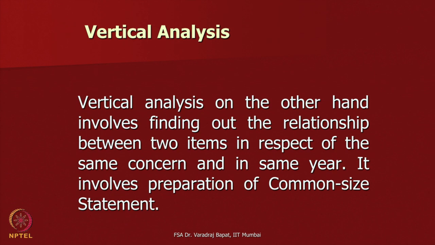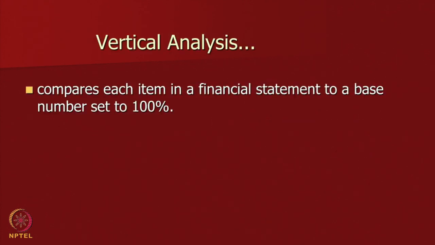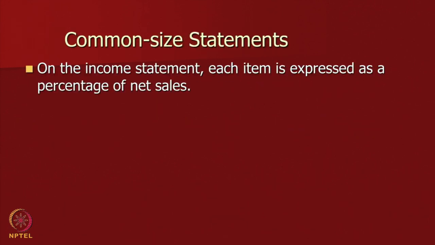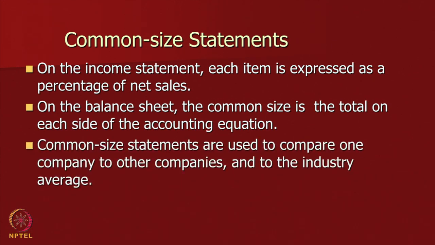In vertical analysis, this involves finding out the relationship between two items in respect of the same year. So, here we prepare a common size statement. Now, it compares each item, the base or total is considered as 100 and then we find each item as a percentage of the base. In a common size income statement, each item is expressed as a percentage of net sales or total revenue. For the balance sheet, we take the total of the balance sheet.